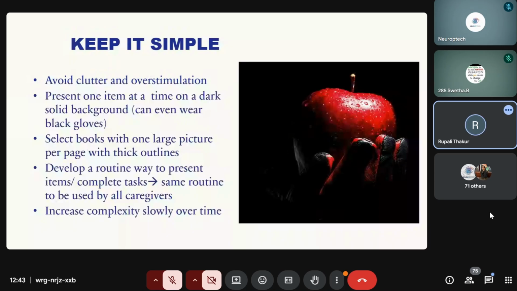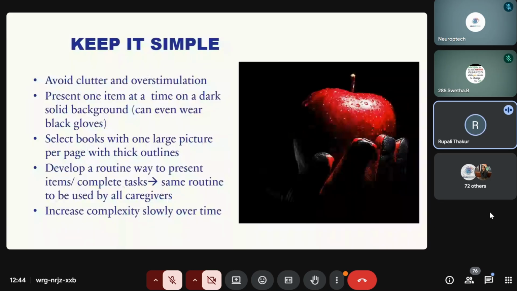Develop a routine: a way to present the item, complete the task, and the same routine to be used by the caregivers also. Because this becomes your treatment part. Increase complexity slowly over time. As I told, at a time you have to give one thing, then they are able to identify. Then keep one here, one there, then ask them, okay fine, now you have to choose the apple, now you have to choose the tomato, whatever you are keeping there. Then their brain slowly also understands.